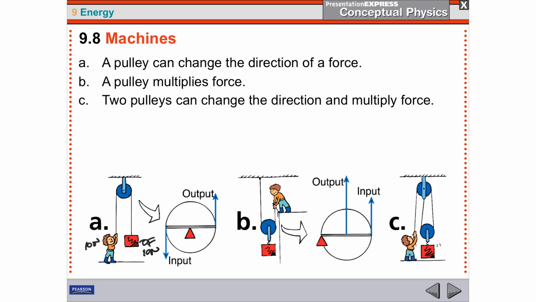This is called a block and tackle system. And a block and tackle system is a simple machine. It redirects the force and multiplies the force, makes it easier.